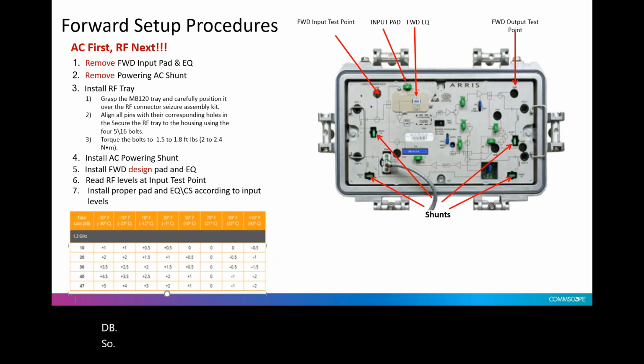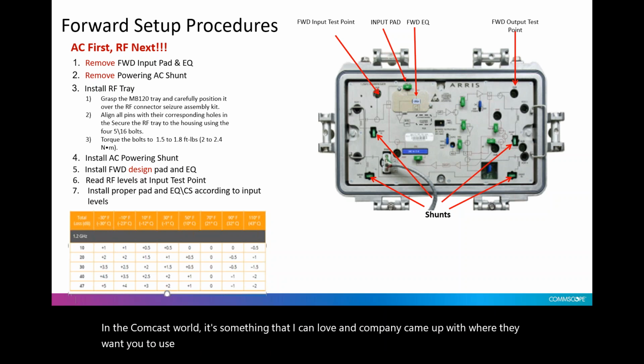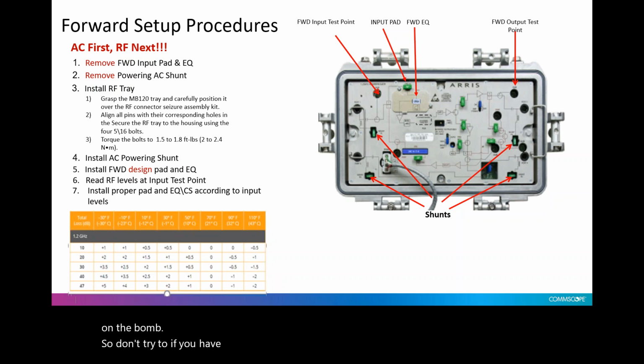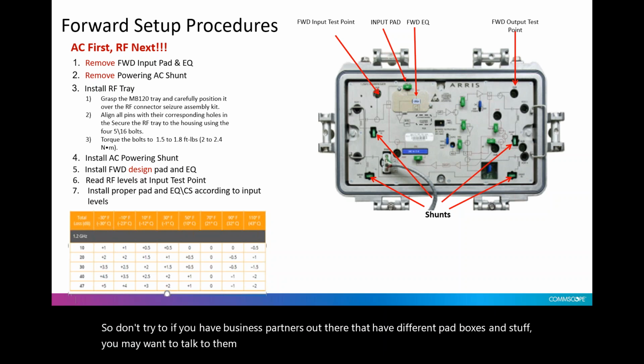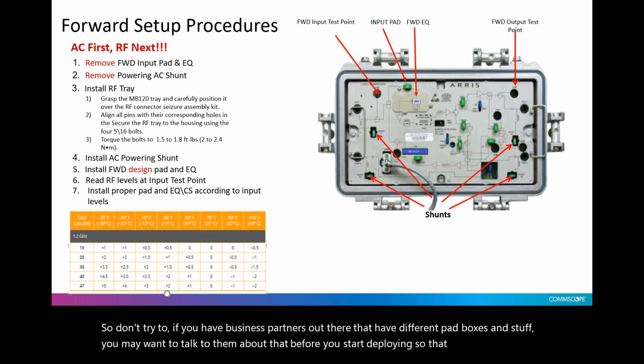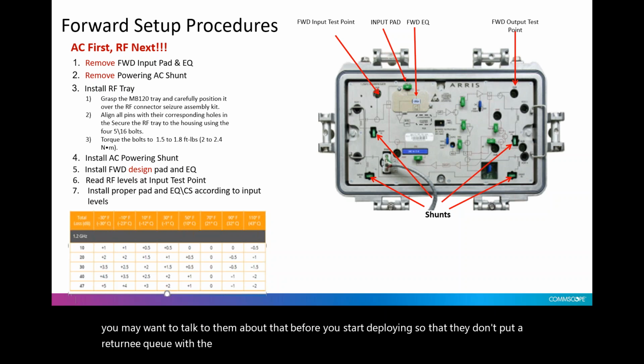So in the Comcast world, it's something that Eichenlob and company came up with, where they want you to use all the same product in all the gear, based on what they determine should be on the BOM. So if you have business partners out there that have different pad boxes and stuff, you may want to talk to them about that before you start deploying, so that they don't put a return EQ with the wrong bandpass in there, or on the downstream, the same thing. They don't want to use an 870 where it's recommended and asked for a 1.2.